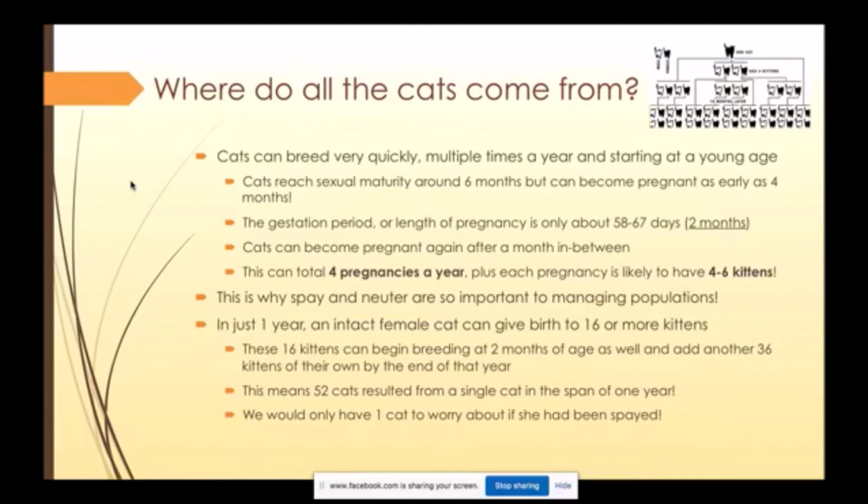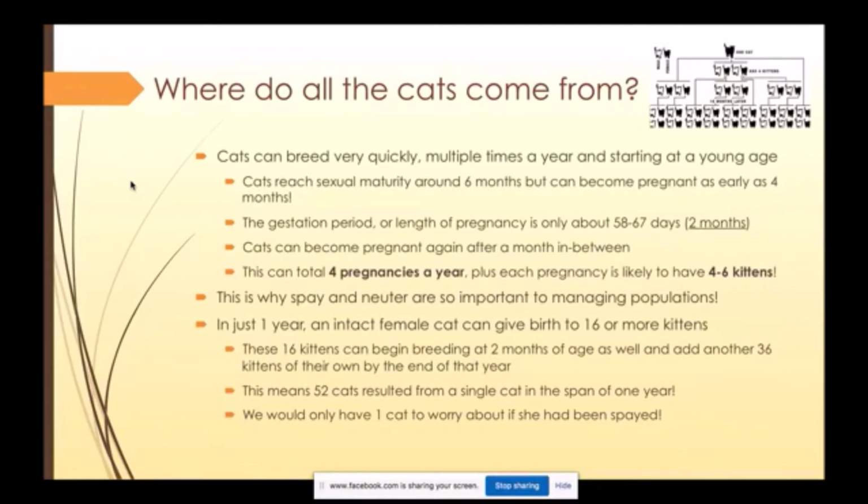Cats can become pregnant 1 month after they give birth to a litter. So it takes 2 months for the kittens to develop, the mom needs at least a month to recover, and then she's able to get pregnant again. So this would total up to around 4 pregnancies a year, and when we consider that each pregnancy is likely to have at least 4 to 6 kittens, the numbers are staggering and overwhelming very, very quickly. And this is why spay and neuter are so important to managing populations for both dogs and cats.